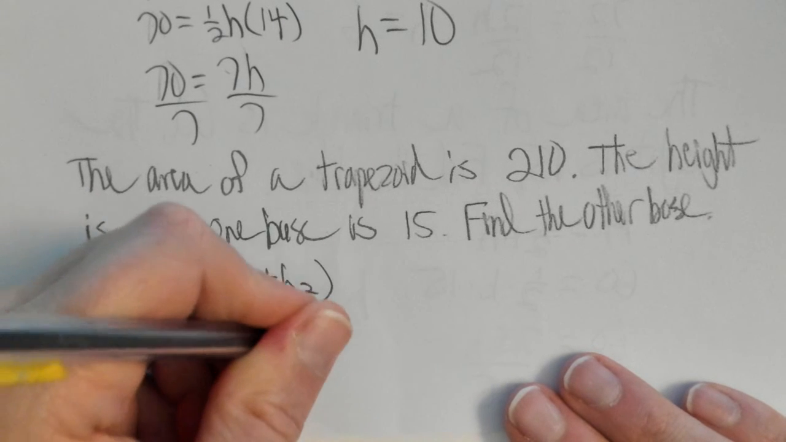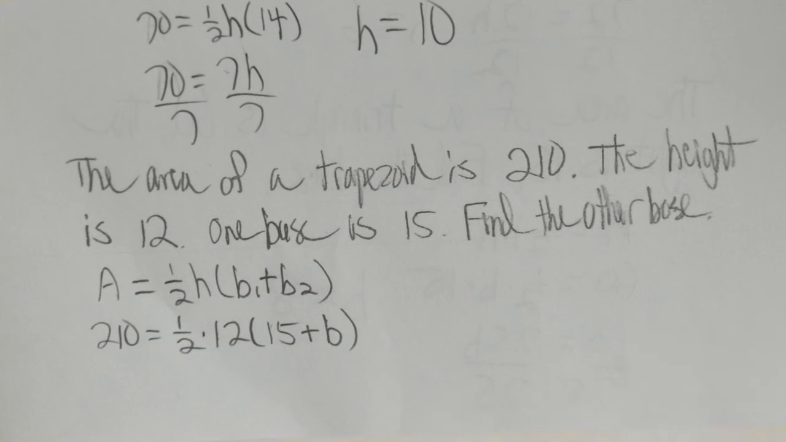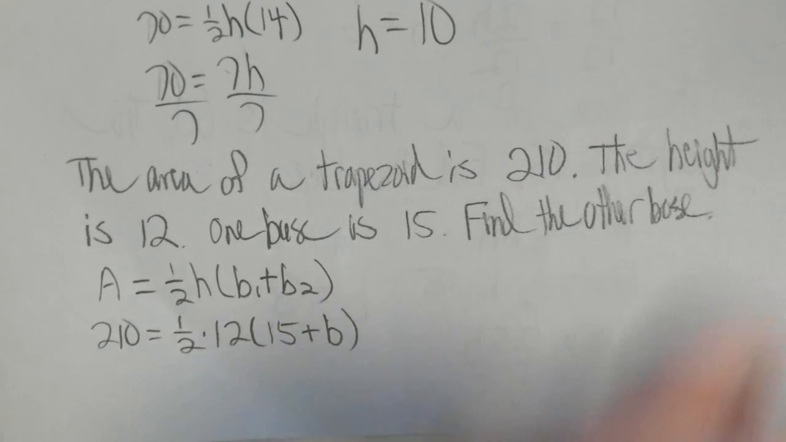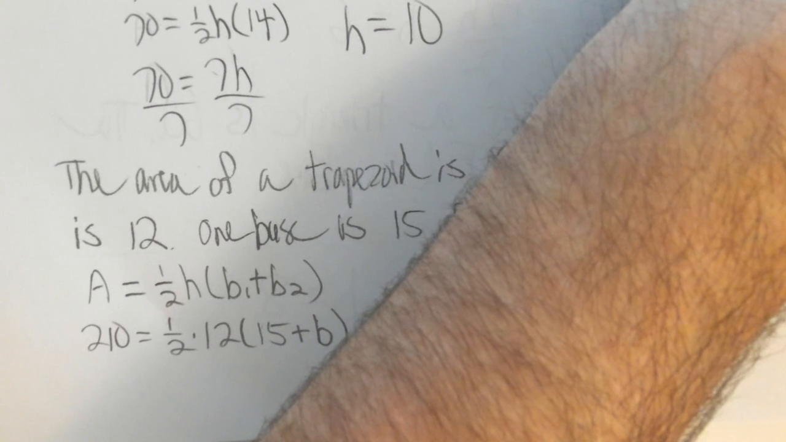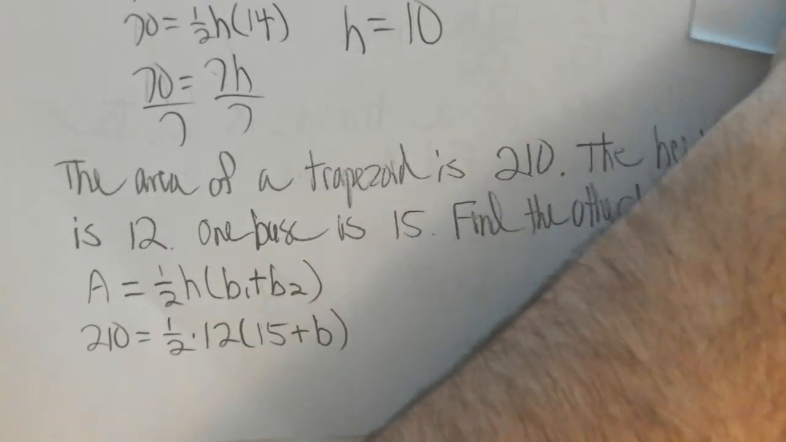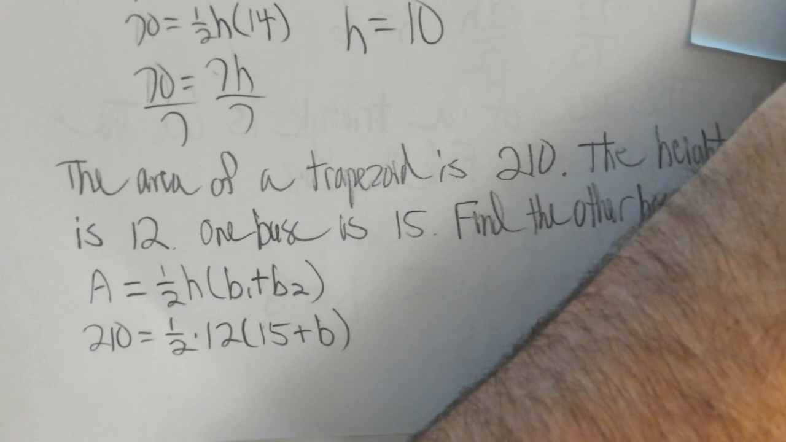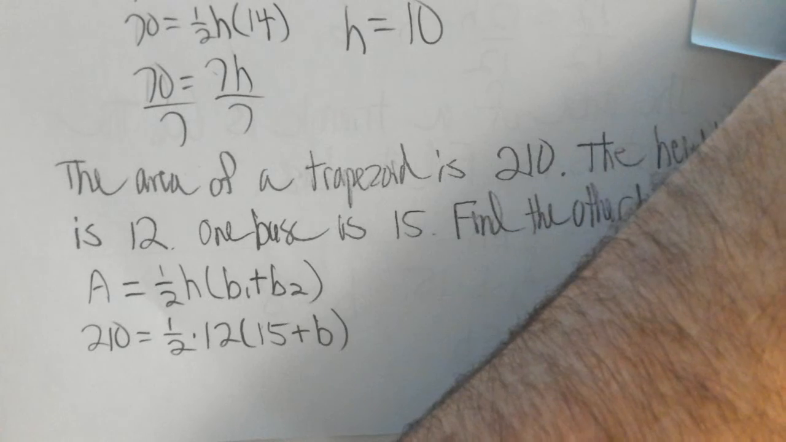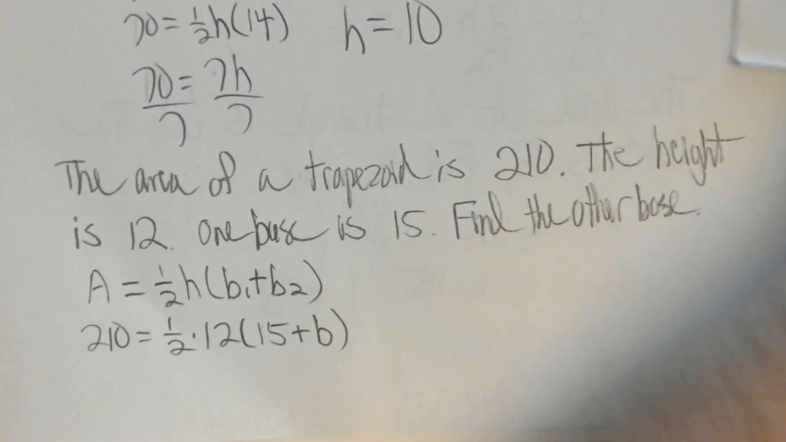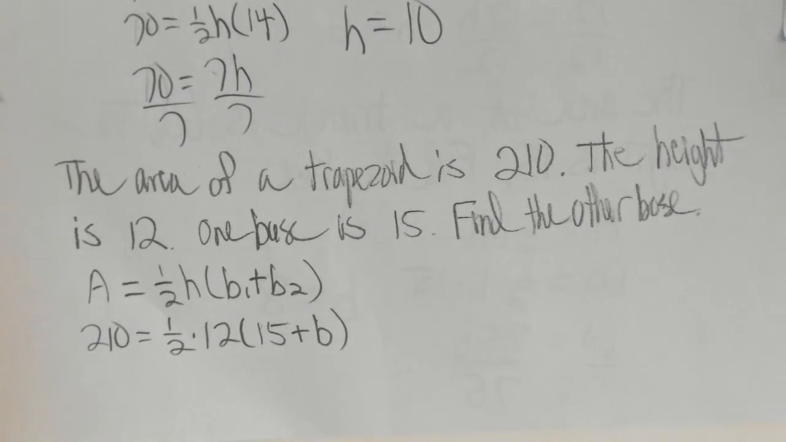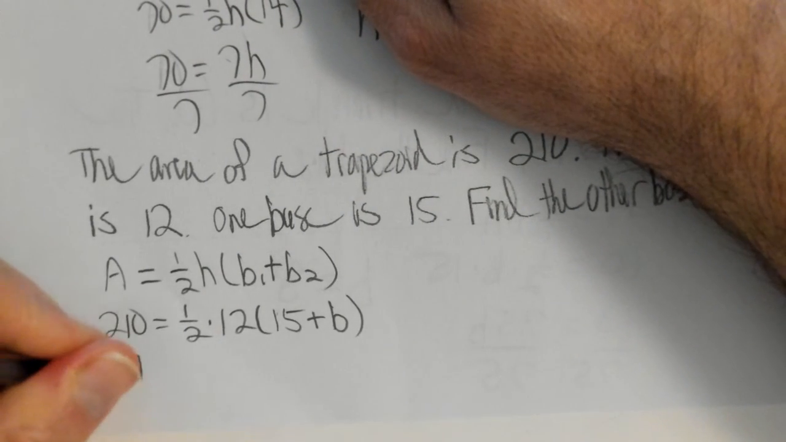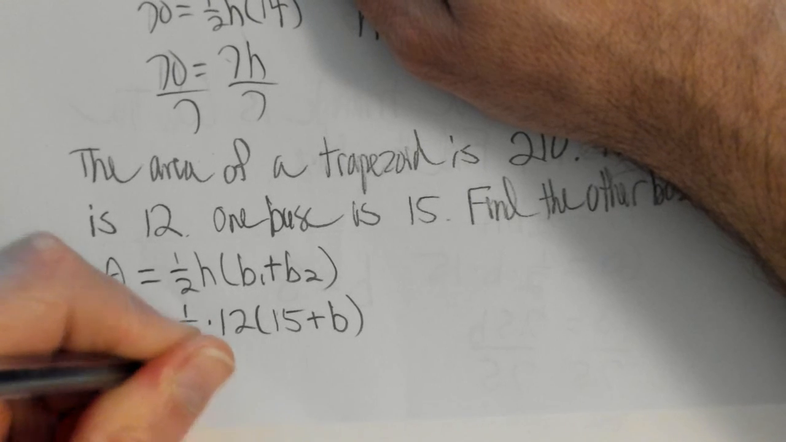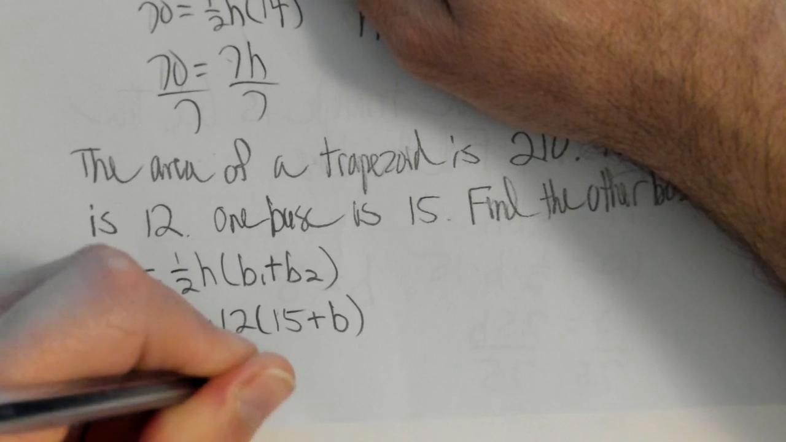Find the other base. All right. So the other base is what we are trying to find here. And so in order to find the other base, what we can do is begin by multiplying 12 times 1/2. So that'd be 6. 210 equals, we'll go 6 times 15 plus b.